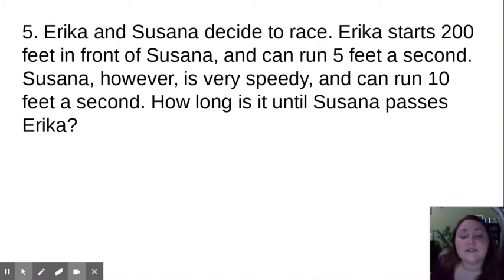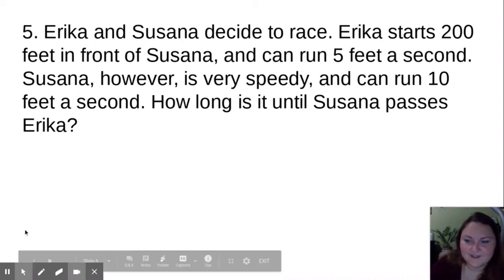Just like we did with a lot of these word problems, there is a way, before you answer the question, to represent it using math. And I'm going to give you a clue. This one we're going to be representing with an inequality. Representing it with an inequality is going to help us answer that question. How long is it until Susanna passes Erica? So I'm going to break this question into two parts. I'm going to have you go ahead and try representing this with an inequality.